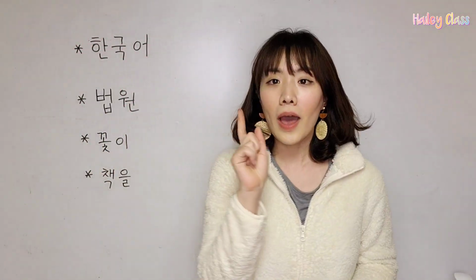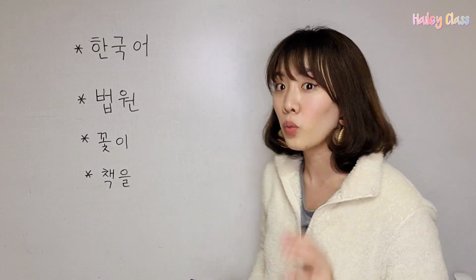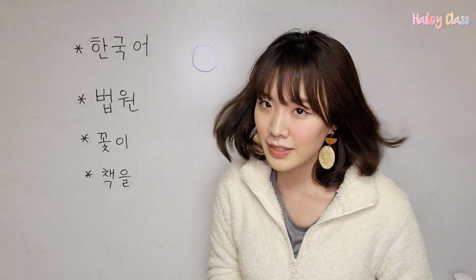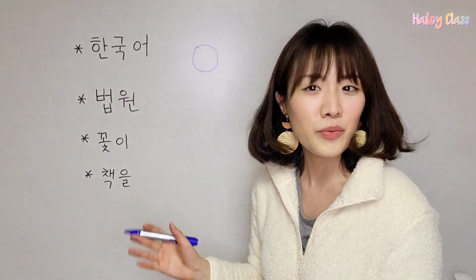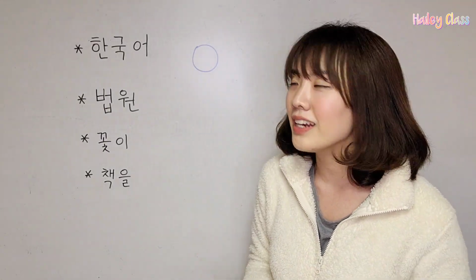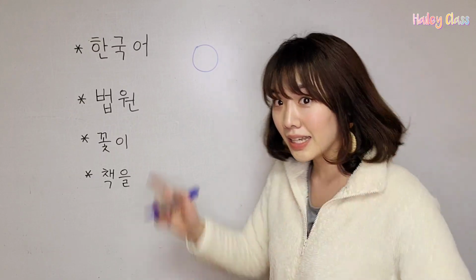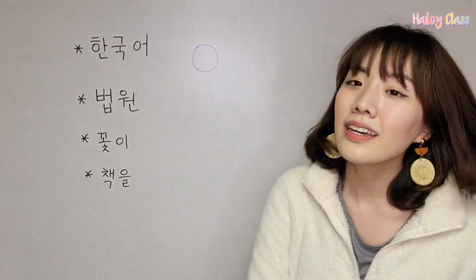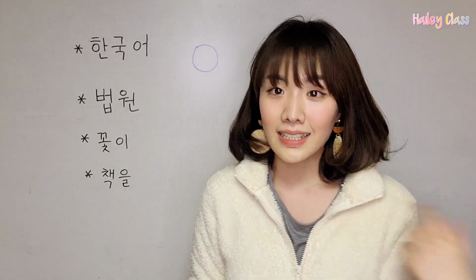The first thing you have to know before going to these examples is this one. What is this, Haley? This is a circle, but we are in Korean class. So this is 이응. We learned 가나다라마바사아자, 이응, right? So this is 이응, and how do you pronounce this? This is the 응 sound, right?